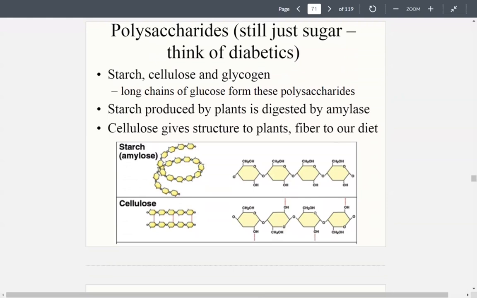Starch is found in plants. It is produced by plants to help give them support and stability to their structures. We digest it through amylase. Cellulose is another one that is produced in plants to give it support and structure. We call cellulose fiber.